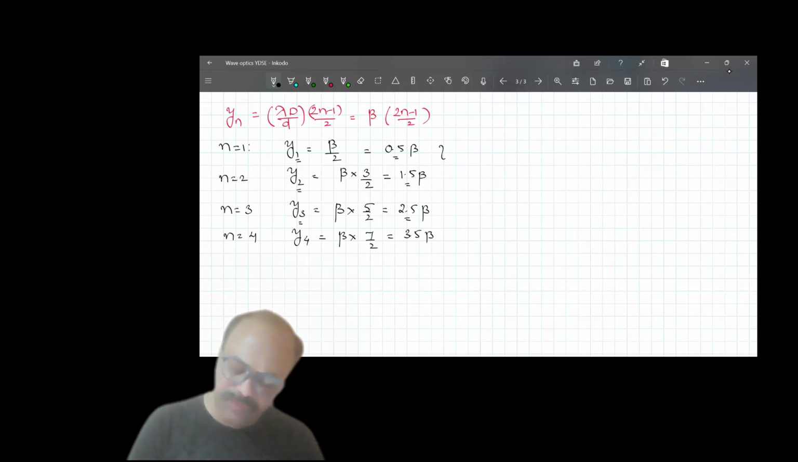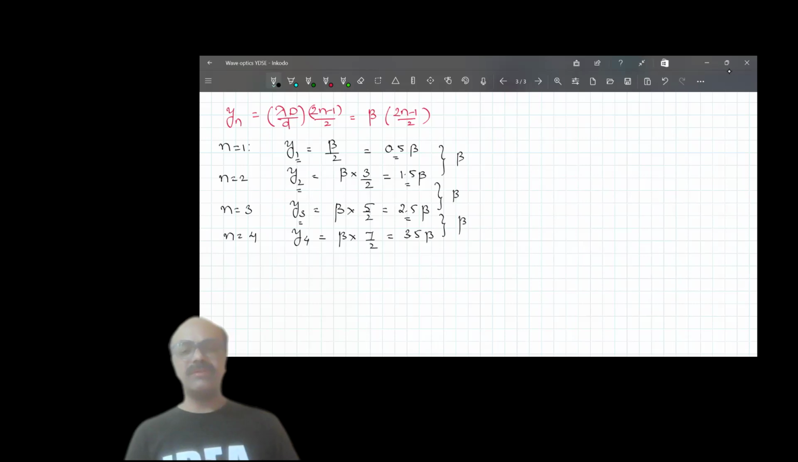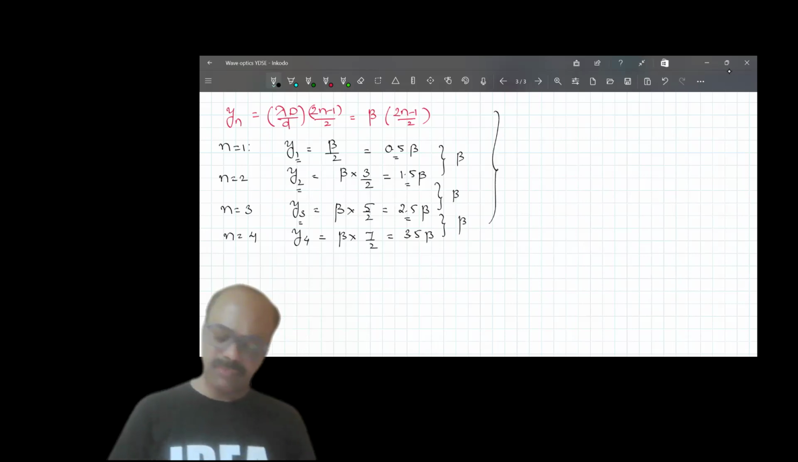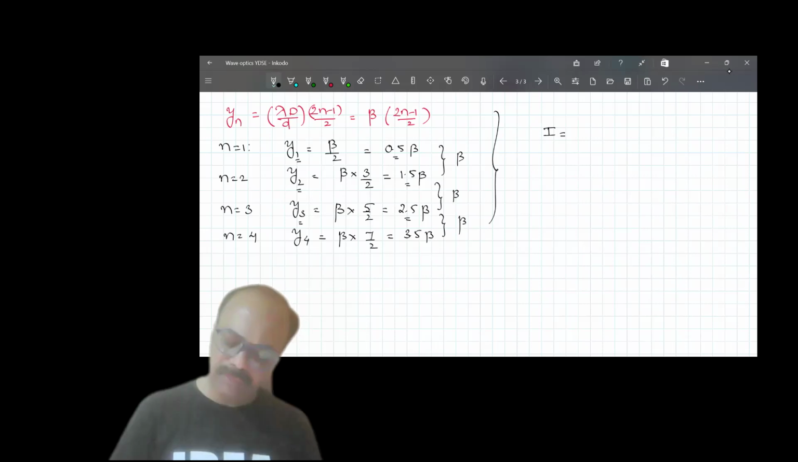Now, if you take the difference of these two, it is beta. So if you take this difference, this is beta. So fringe width, we can write, it is nothing but the separation between two successive dark fringes or bright fringes, we call it as fringe width. And here we discuss the intensity of the light. We have the formula I equals 4 I naught cos square pi by 2.